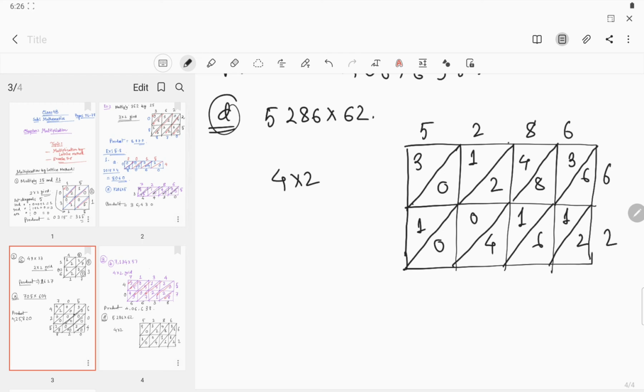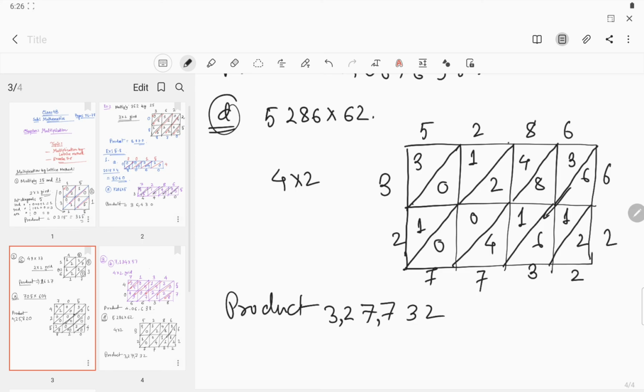Now add along these diagonals. So it will be 2 and it will be 6 plus 1 plus 6, that means 13, carry 1. So 4 plus 1 is 5 and 5 plus 1 is 6 and 6 plus 8 is 14, 14 plus 3 is 17, carry 1, 2 plus 1 is 3 and 3 plus 4 is 7, 1 plus 1 is 2 and it's 3. So the product will be 327732, that means 3,27,732. So we have done some problems, but you have to do the remaining ones by yourself.